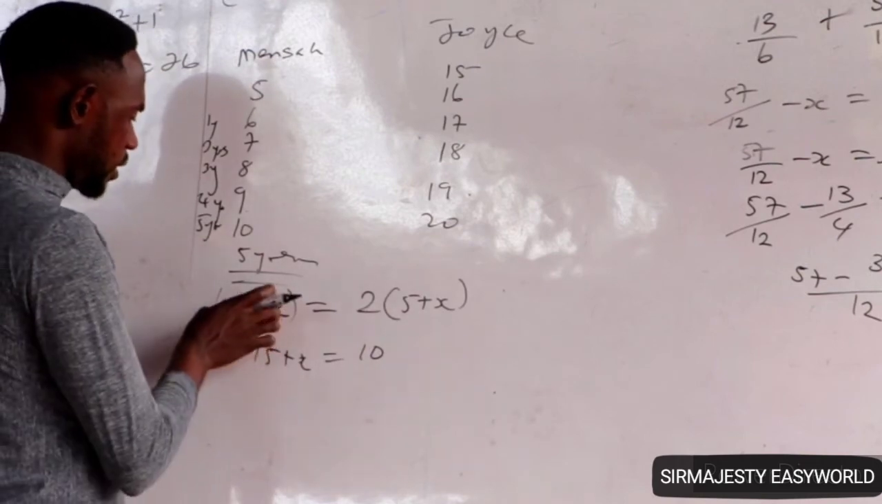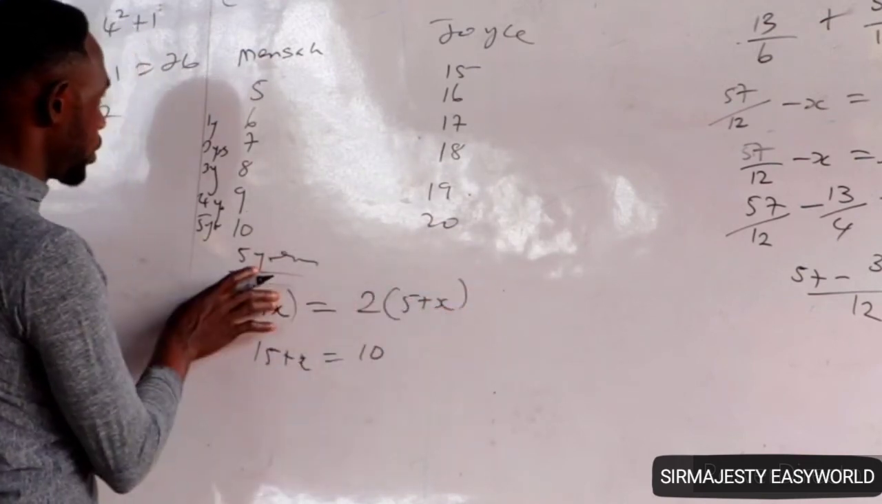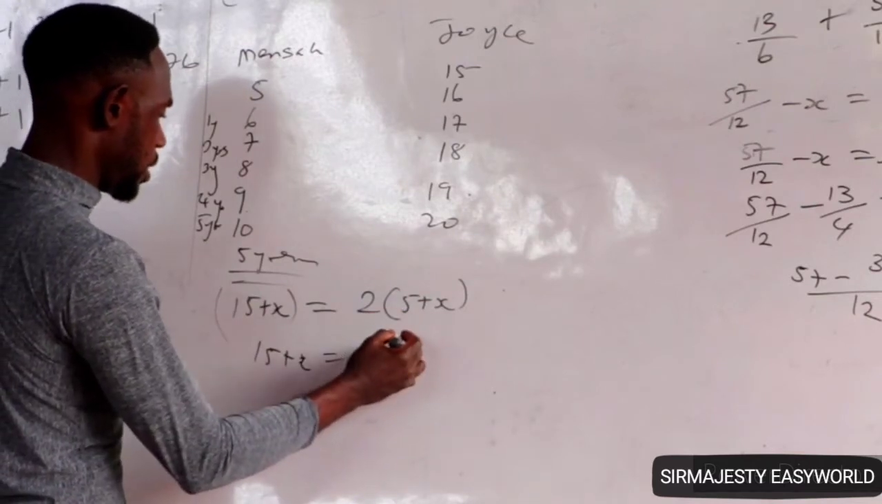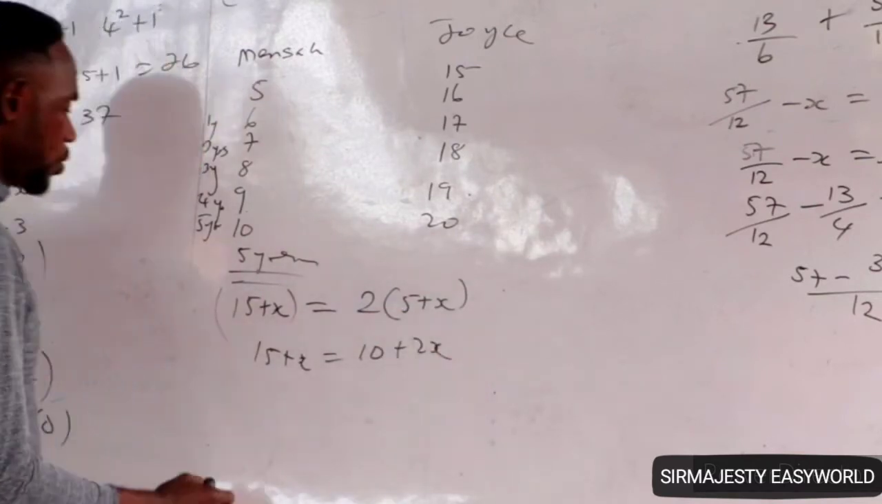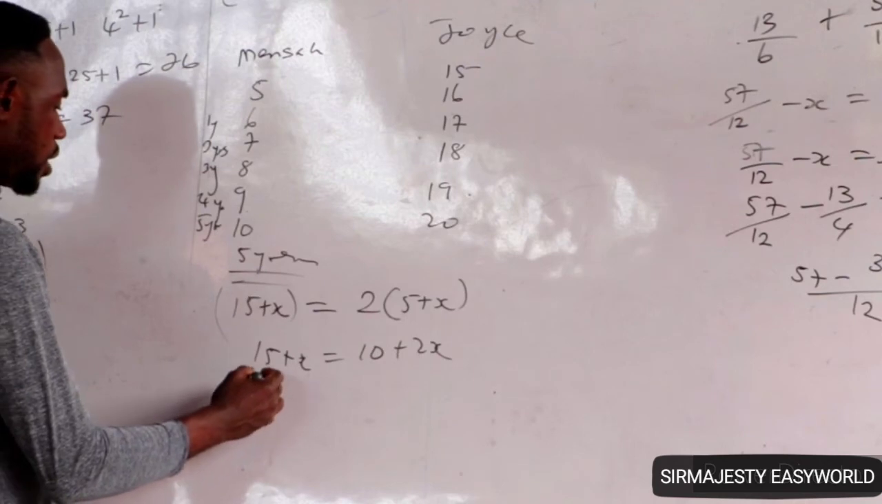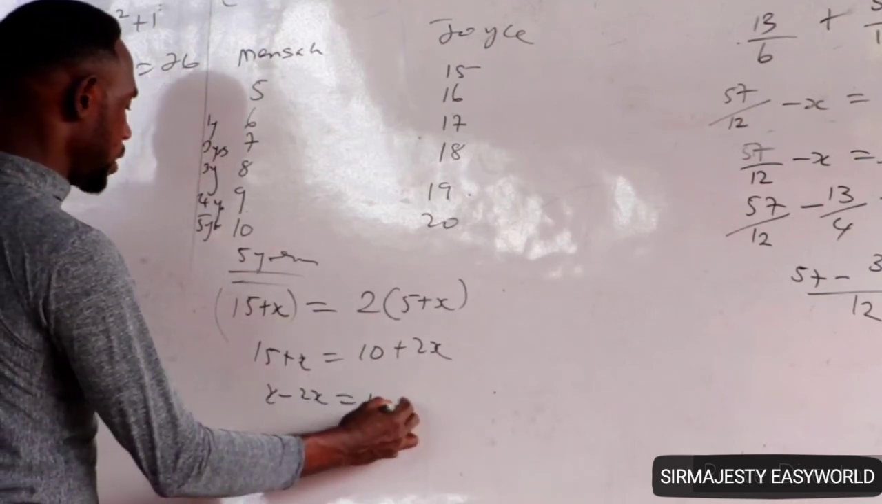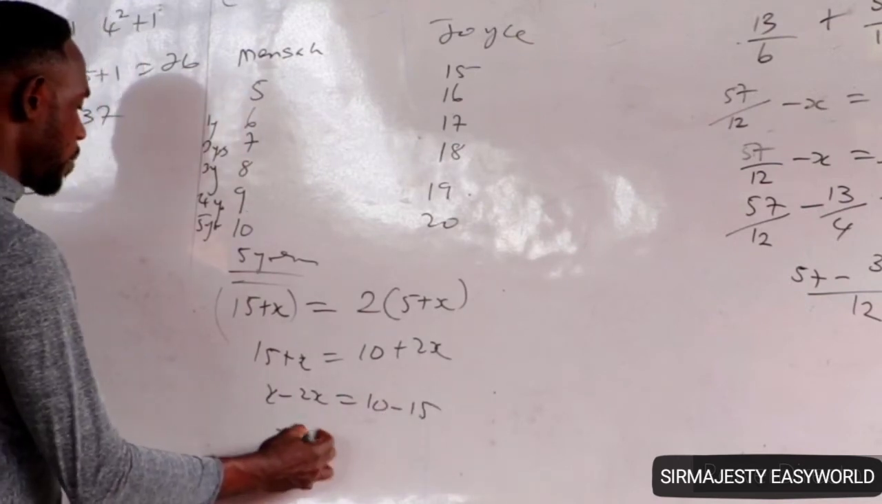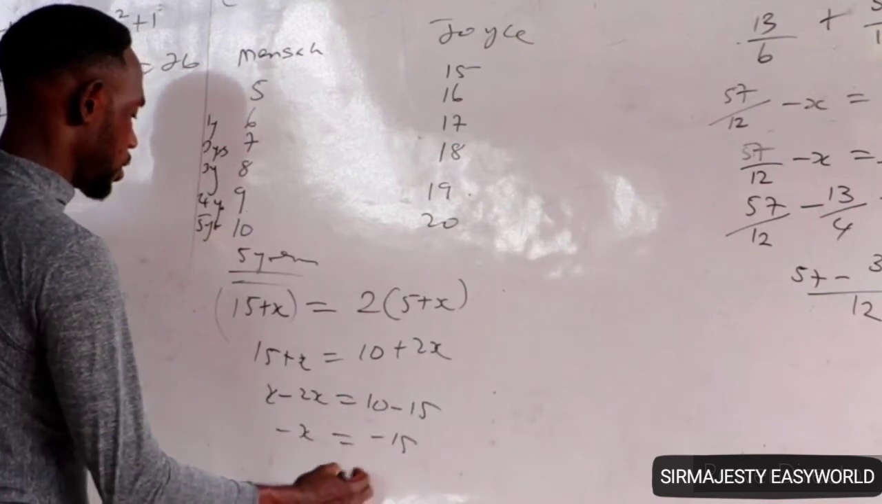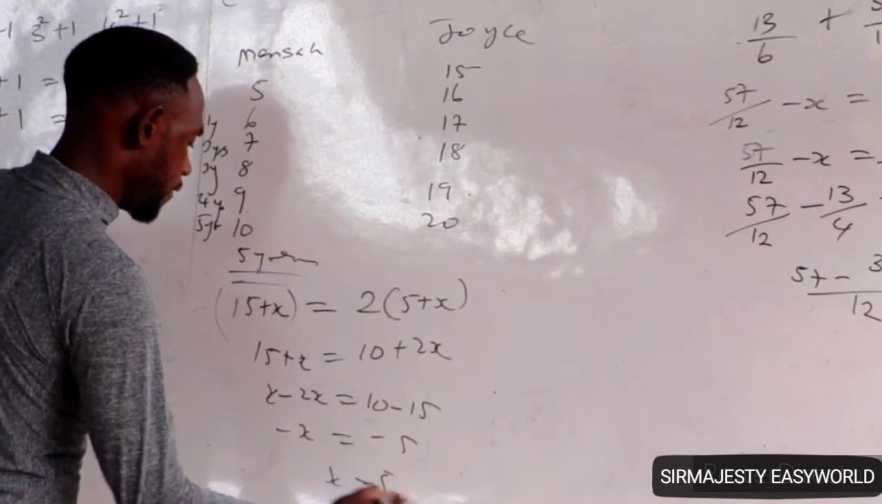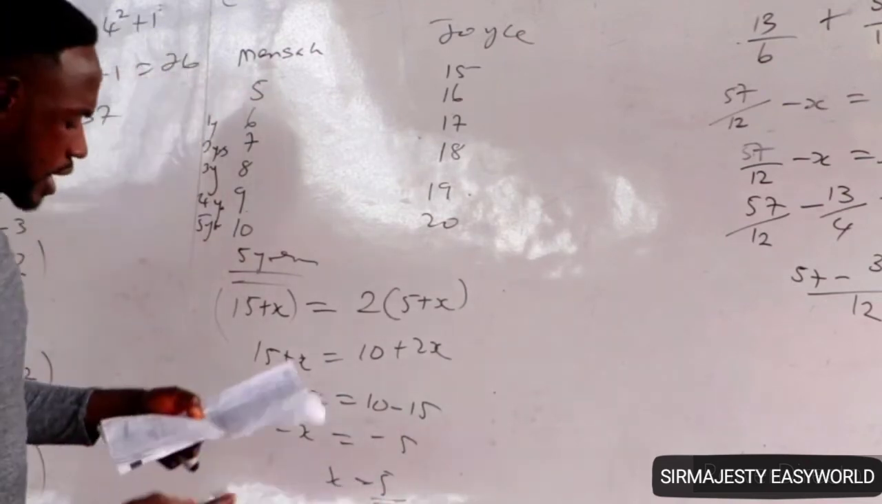Yes, they say this person's age is twice this person. This is Joyce, this is Mensa, so I think I'm correct there. Plus 2x. So what we have, we collect like terms such that x minus 2x is equal to 10 minus 15. Such that minus x is equal to minus 5, such that x is equal to 5 years. So very correct. So that's it.